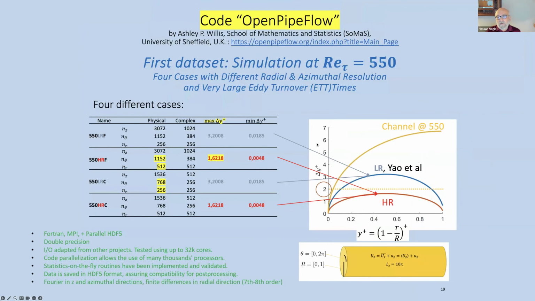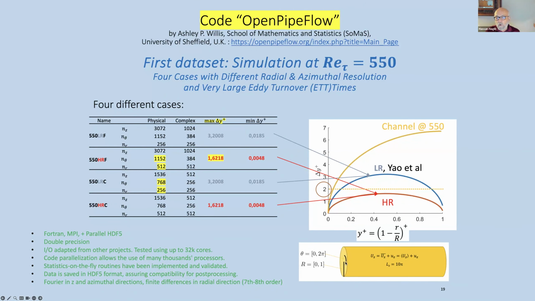So we wanted to know something about why those DNSs behave that way, and the convergence and so forth. We also wanted to do pipe DNS. Mostly Sergio Hoyas and Ricardo are doing this work, and it's using a code that's available from Ashley Willis. I've never met him in person. Maybe I met him, but I don't remember. It's a very impressive code, and he's at Sheffield. The code is available. You can go to this website.